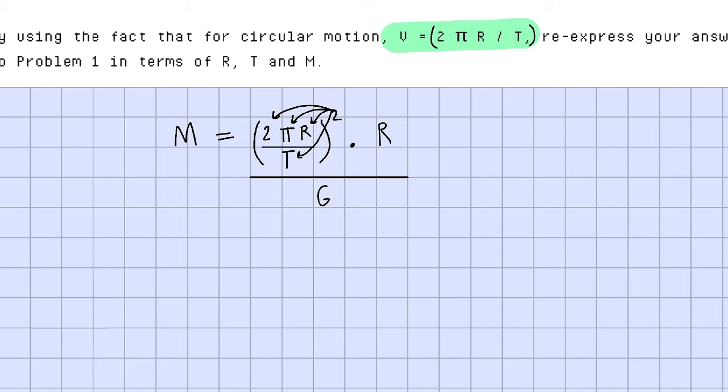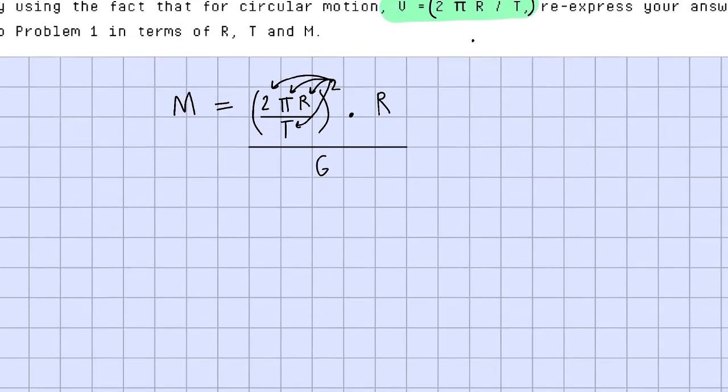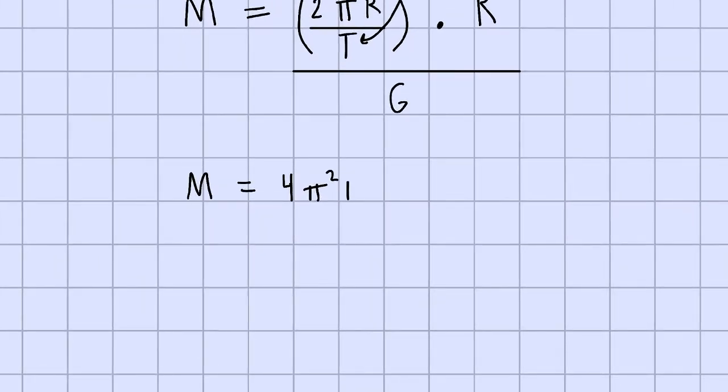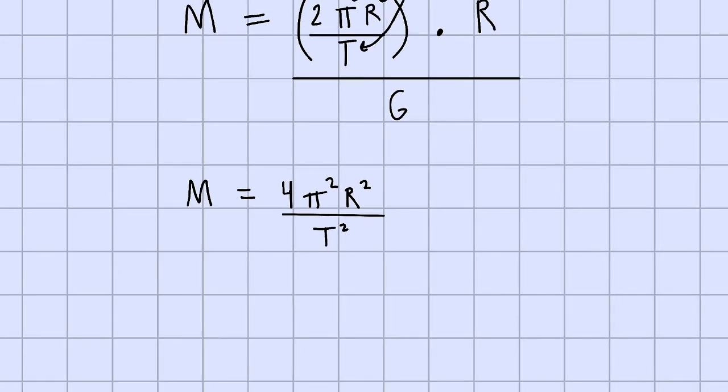And once you know that, it makes it a lot more straightforward. So the next line of algebra would be m is equal to 2 squared is 4. Pi squared is, I'm just going to leave it as pi squared. And then r squared, well, just r squared, all over t squared. And I'm just going to leave this in parentheses to try to keep it neat.